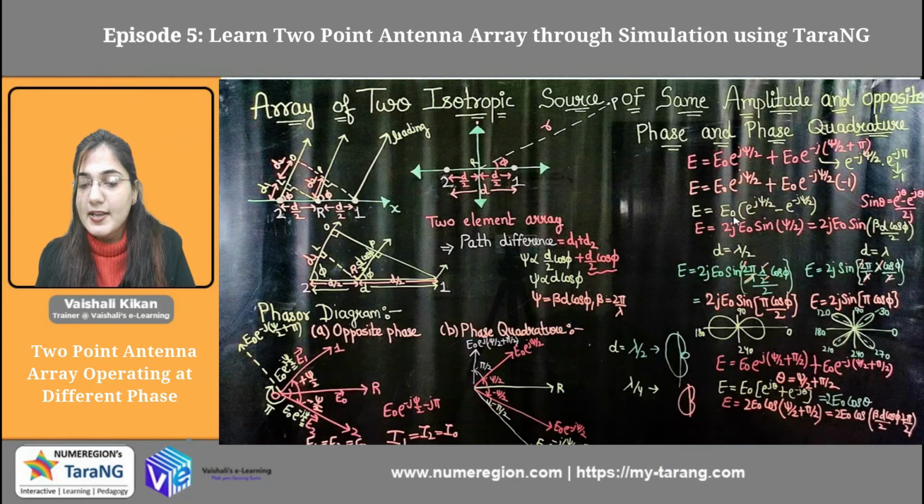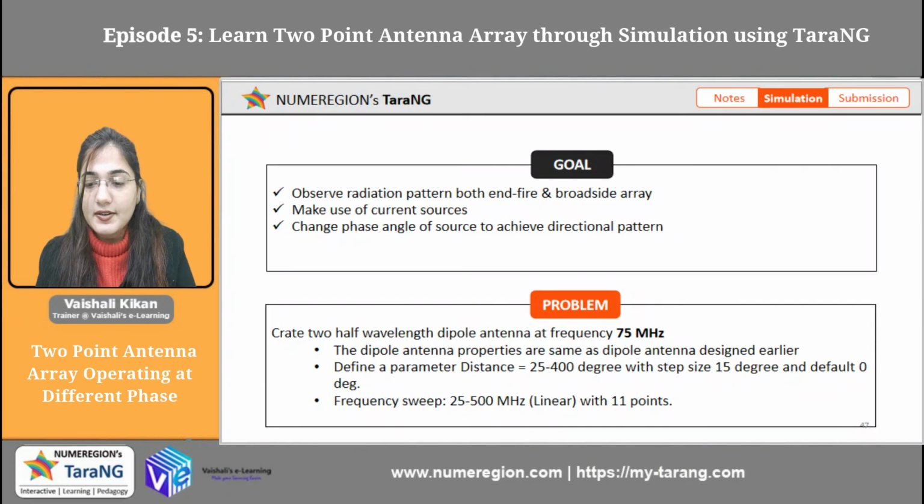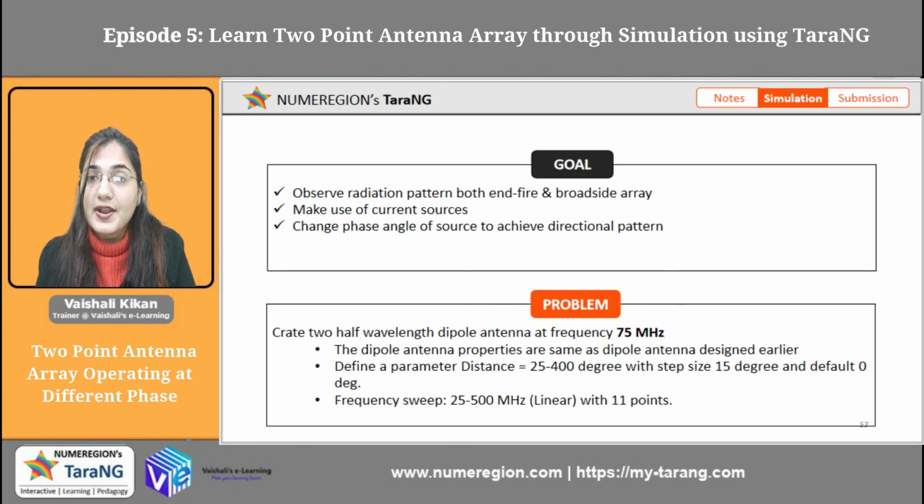So I can take E0 common, and this is how I will be getting the formula of 2 sin psi by 2 and multiplied with j as well. So E will be equal to 2j E0 sin psi by 2. This is how I will be getting the final electric field as 2j sin pi cos of phi, and this is how I will be getting the broadside radiation pattern. Similarly, I can have the phase quadrature, and for the phase quadrature also I can compute the electric field. So this is very interesting, and how we are finding out the radiation pattern for the varying phase.